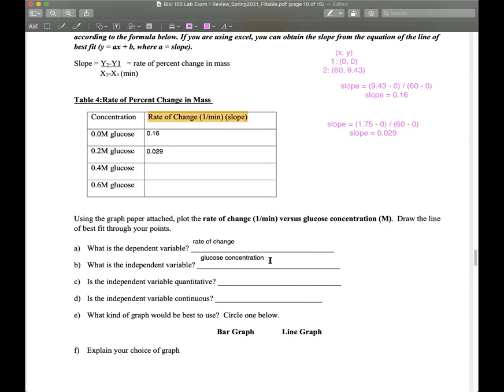So glucose concentration, is it quantitative? I'd say so. Is it continuous? Yes. Yep, it is. Right, so because of that, we would be making a line graph.